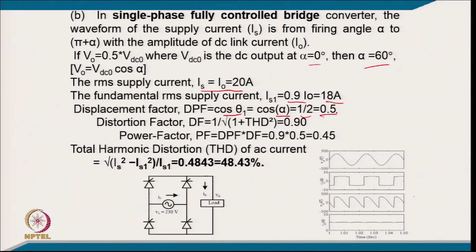so that is 0.5, and distortion factor is now 1 upon root of 1 plus THD square, I mean it is 0.9, and power factor here will be your displacement factor times distortion factor, keeping the value of this, it comes 0.45, and total harmonic distortion we put the value, root of IS square minus IS1 square upon IS1. So, it becomes 0.4843, that comes to 48.43% because of a square wave.